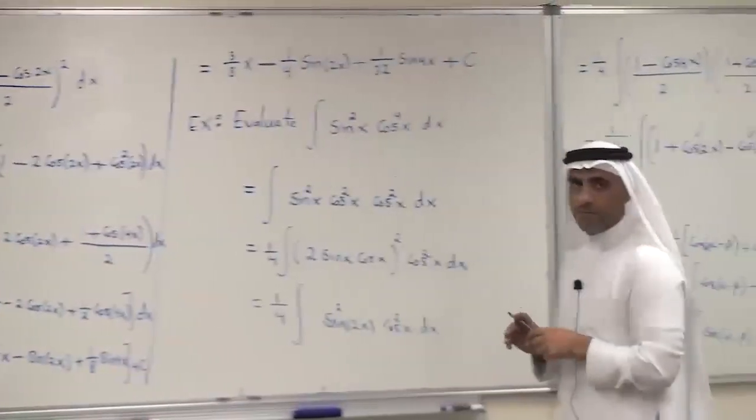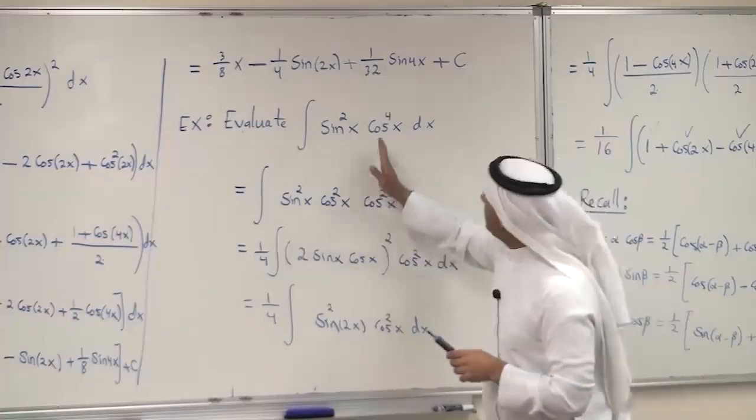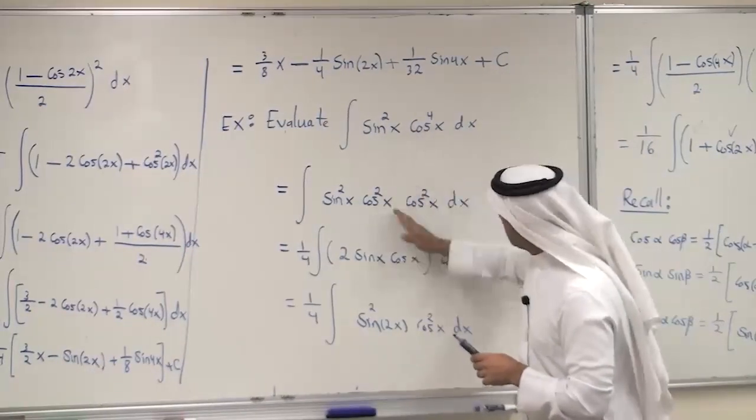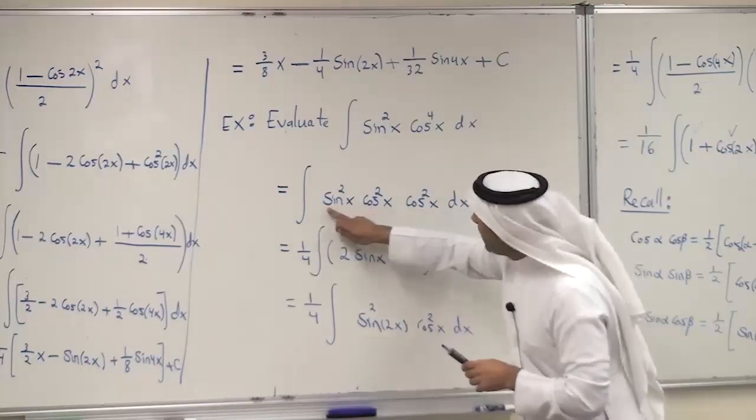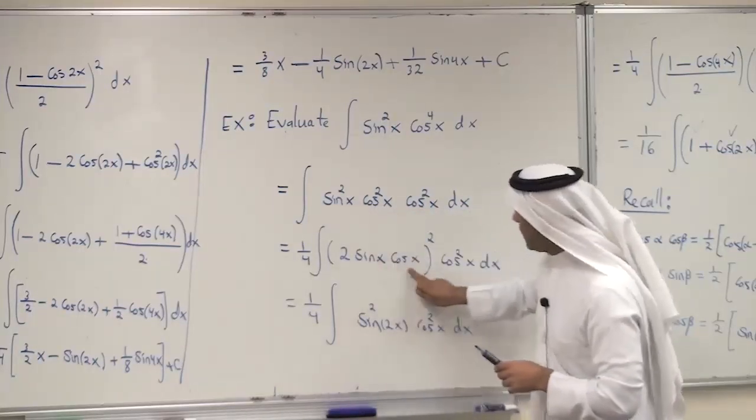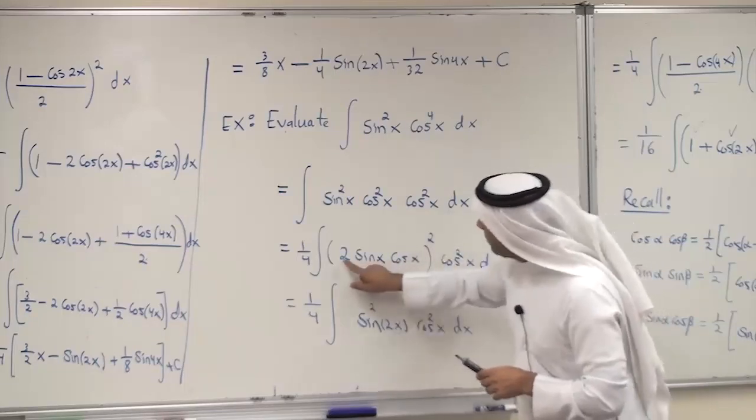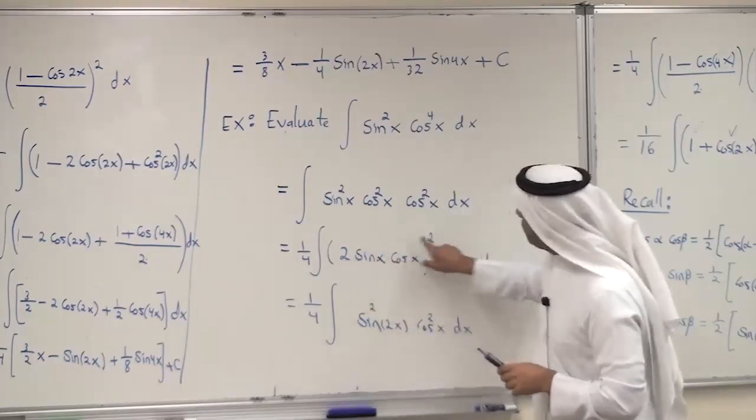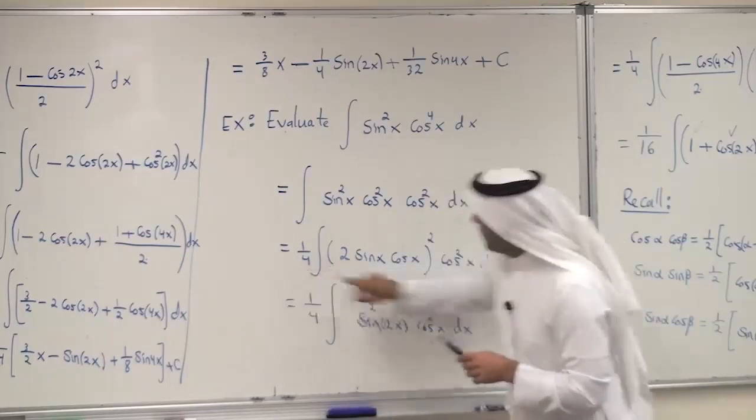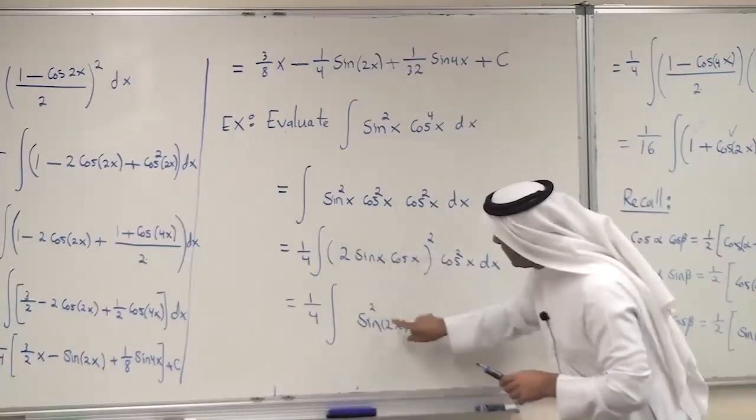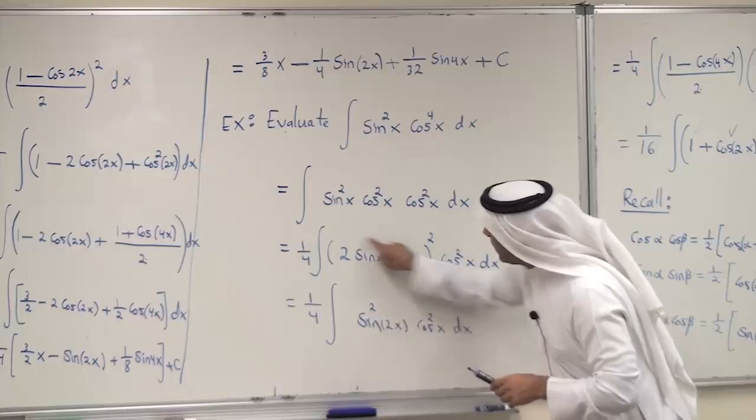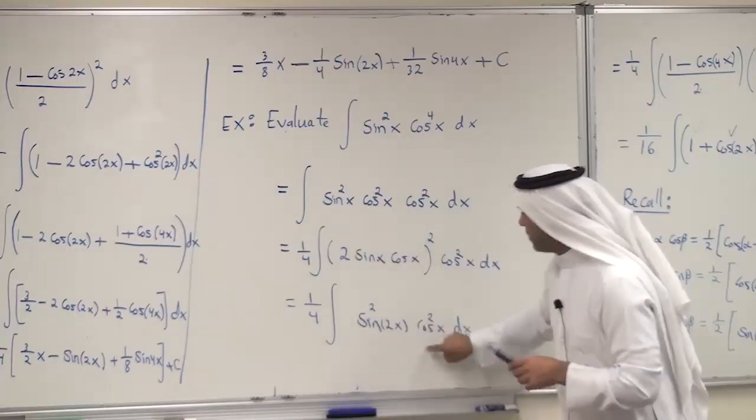I have sine squared cosine to the power 4. What I did, I separated cosine squared so that I can use the double angle identity here. So I combine these two things as sine cosine all squared. I multiplied by 2, so I multiplied actually by 4, so I divided by 4. And I leave this one as cosine squared. Then I combine these two things as the double angle identity, sine 2x all squared, cosine squared.